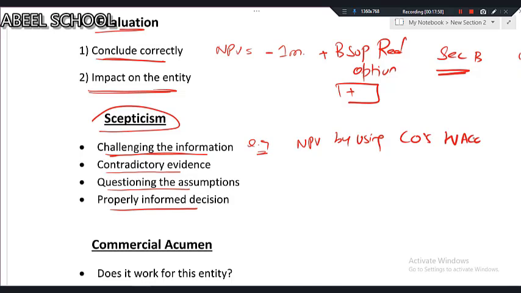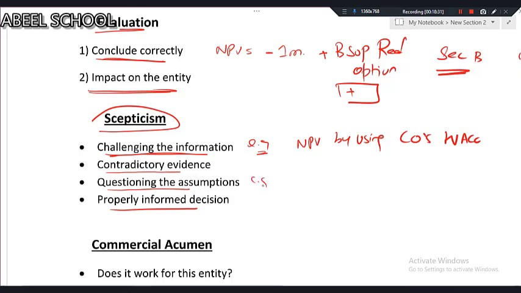Where this WACC is irrelevant and why risk adjusted WACC is relevant, I'll be explaining each and everything in my entire course. I'm just giving the information that you are 100% sure that using the company's WACC is irrelevant here, but the examiner is forcing you, he has compelled you to use it. But after using that, what do you have to do? You have to mention that the company's WACC is irrelevant over here. We should be using risk adjusted WACC. This is one of the examples of challenging the information, contradictory evidence, questioning the assumptions.